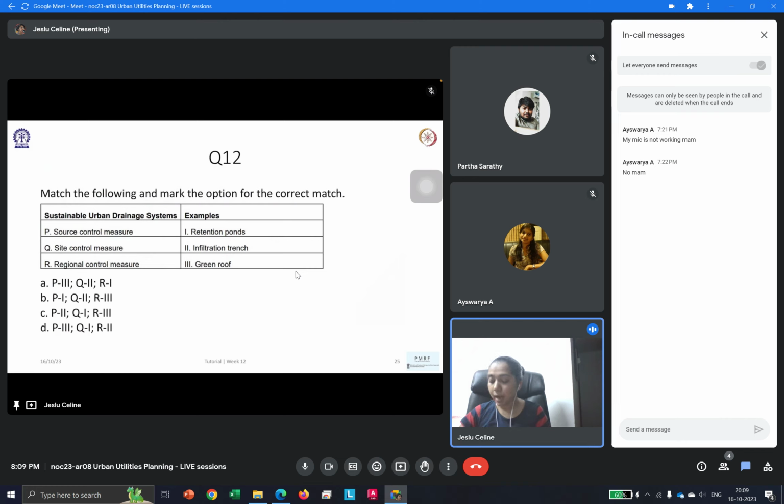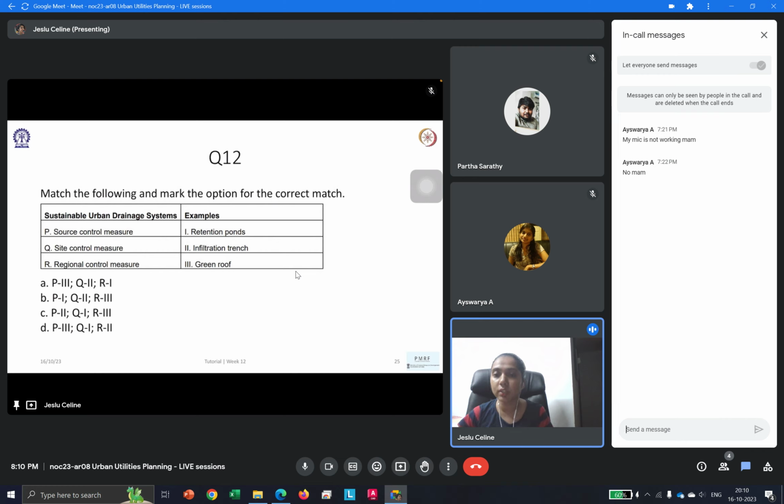Question 12. Match the following and mark the option for the correct match. So the different drainage systems are given and few examples are given on the right hand side. So first one, P, source control. So it's source control measure, site control measure, and regional control measure. Based on the granularity of control, we need to give which example suits the best. So we have retention pond, infiltration trench, and green roof. So let's do the right hand side and match it to the left hand side.